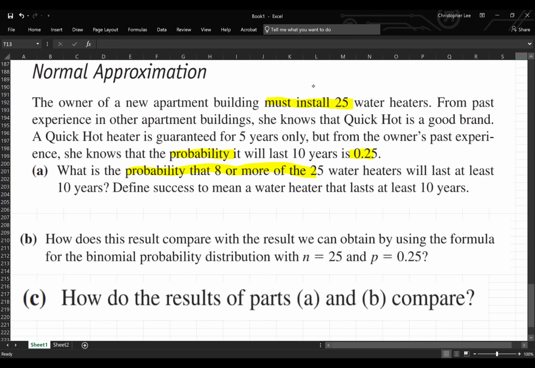So I'm identifying some things, right? Like this is my N, this is my P, this is R. Okay.